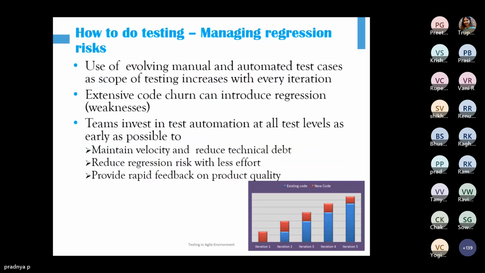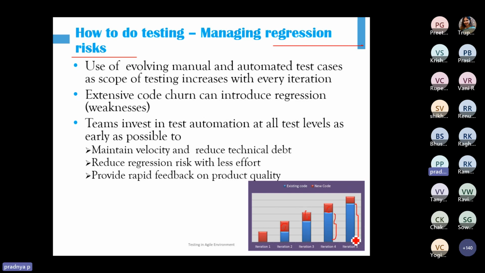Now, another important aspect of how to do testing is managing regression risks. As we can see, in Agile, typically testing efforts are significant. And why are they significant? Because in Agile, with every iteration, we are adding more and more code. That means we are touching the existing code base, right? And the existing code base increases in every iteration.